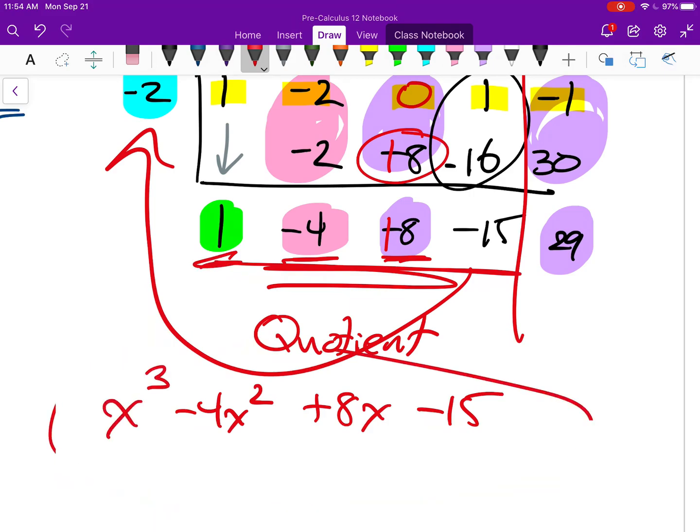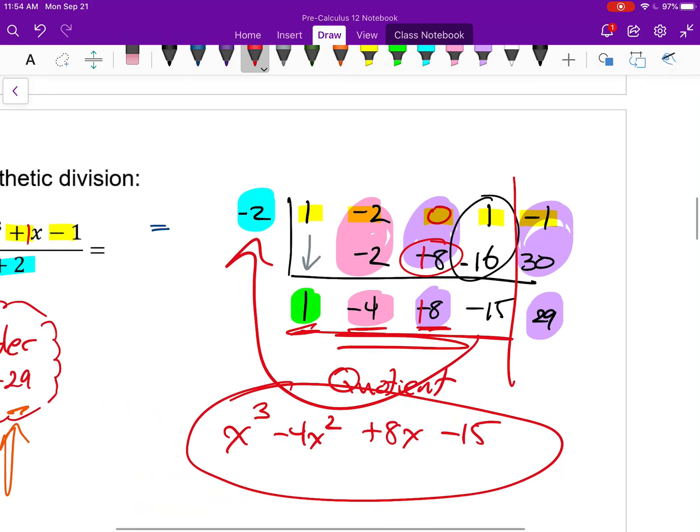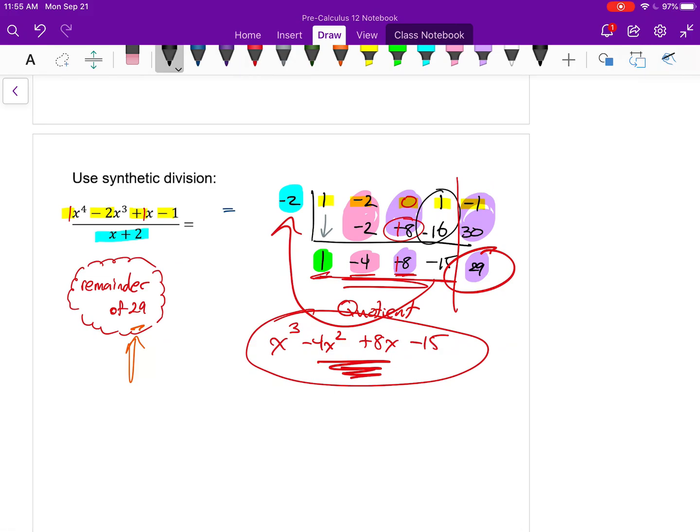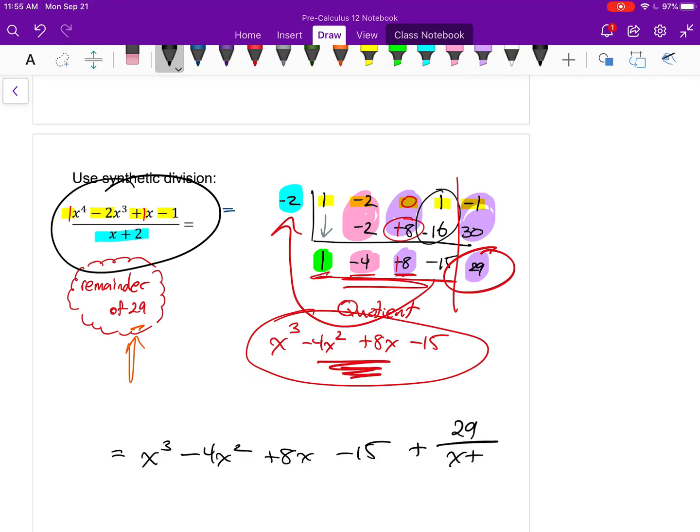And there's my quotient. Now notice, especially if I didn't make a mistake, and if I wasn't talking the whole time, I could have got to this quotient really, really quickly. And the remainder right there. So write out my answer: all of this here is equal to my quotient, x cubed minus 4x squared plus 8x minus 15. Okay, but there was a remainder, which is positive 29, so I have a bit more, plus 29 over x plus 2.